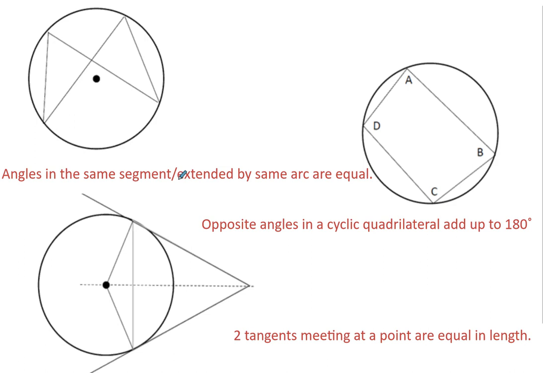Next, angles in the same segment or extended by the same arc. I like the extended by the same arc because it tends to make more sense to me. So that has been extended by that arc, and that has been extended by that arc. So those two angles are the same. And then of course it follows that those two angles will be the same because they've been extended by that arc. And then of course because these two angles are vertically opposite, they'll also be equal.